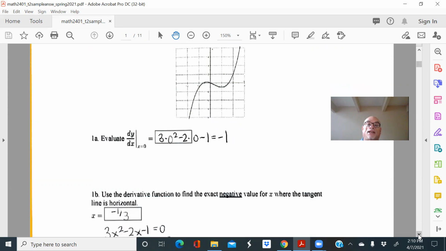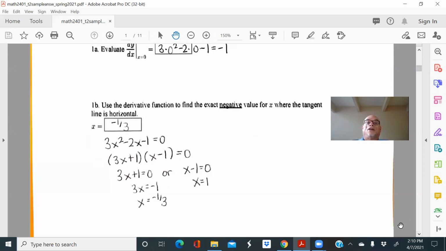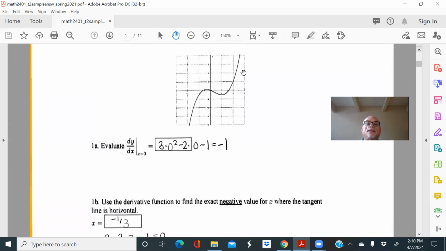And then we want to use the derivative to answer this question. A very typical question in calculus: we want to find, in this case, the negative value for x where the tangent line is horizontal. So we want to use the derivative to answer that question. If you look at the graph, you can see that over here on the left-hand side, to the left of the y-axis, there is a place where the tangent line is going to be horizontal. Right about here, it looks like the tangent line is horizontal.